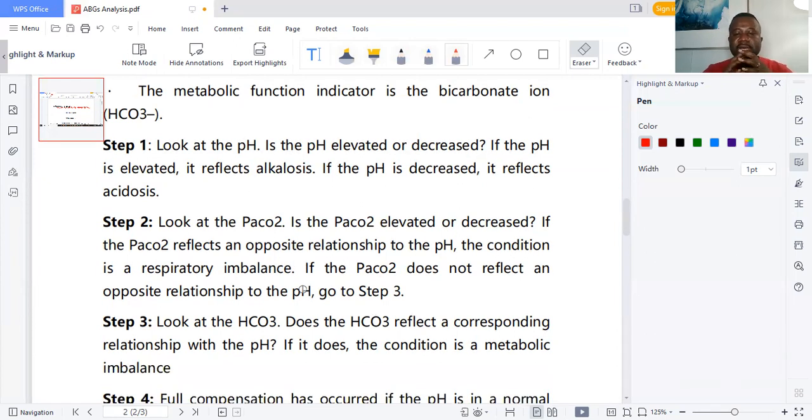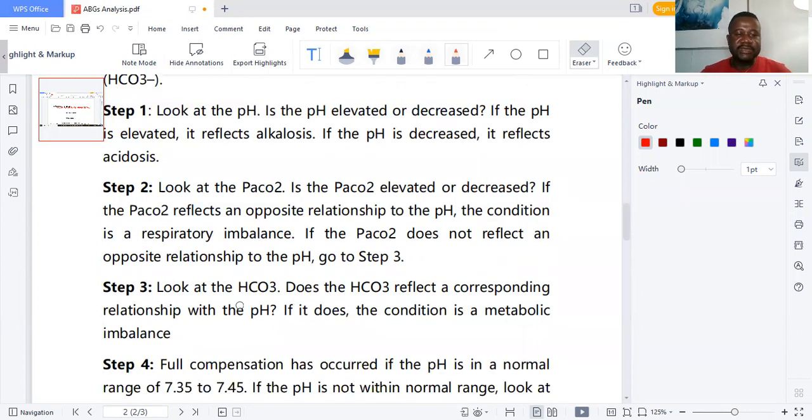If the carbon dioxide does not reflect an opposite, if they are not in opposite directions, either pH going up and carbon dioxide going down, or pH going down and carbon dioxide going up, move to step three. It means it is not a respiratory imbalance. Move to step three. Step three says, look at the carbonate.